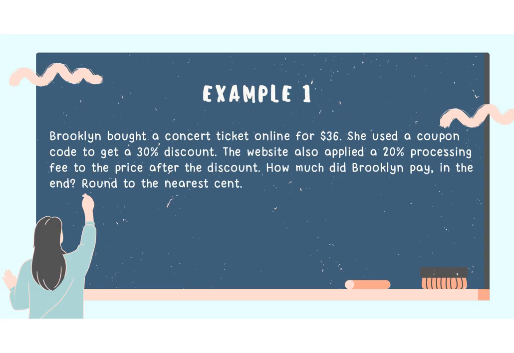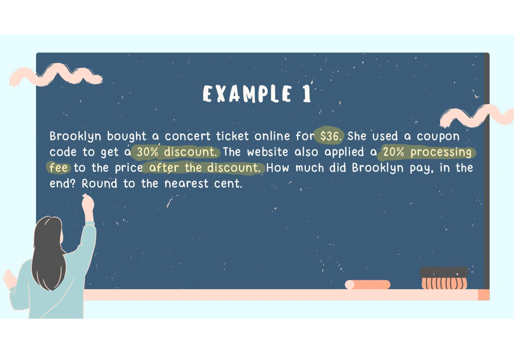Brooklyn bought a concert ticket online for $36. She used a coupon code to get a 30% discount. The website also applied a 20% processing fee to the price after the discount. How much did Brooklyn pay in the end? Round to the nearest cent. All right, so I'm going to highlight my important information, which was my original price of $36. We also had a 30% discount and a 20% processing fee, which was after the discount.